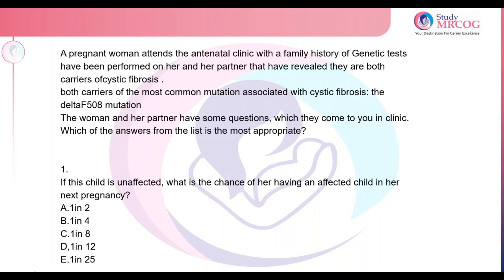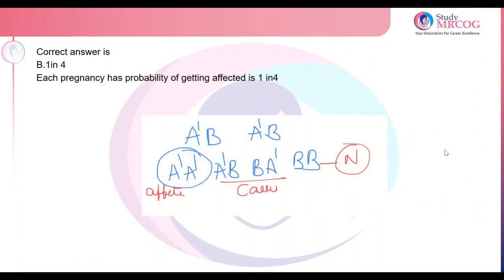Okay, so as we know, in each pregnancy the probability of having an unaffected child is 1 in 4, and the probability of having an affected child is also 1 in 4. So the correct answer is 1 in 4, which is option B. Okay, hope I'm clear with this.